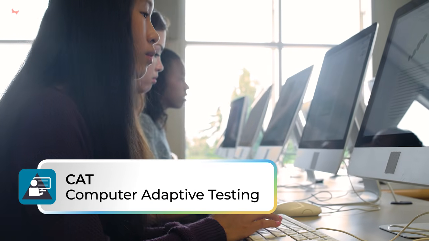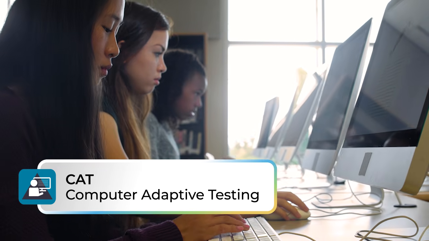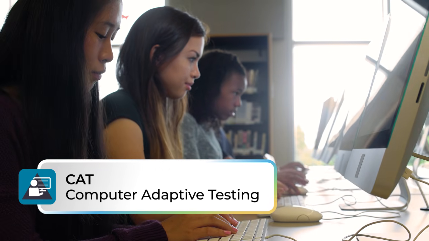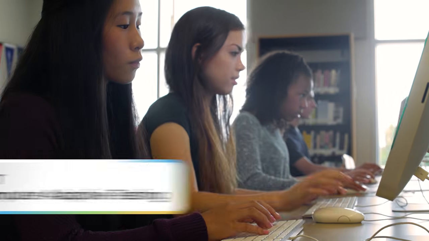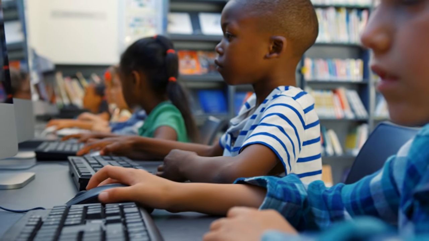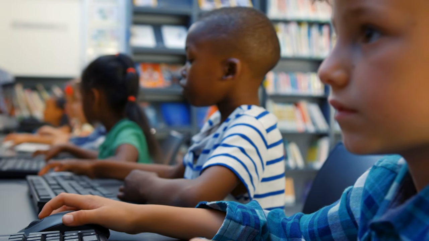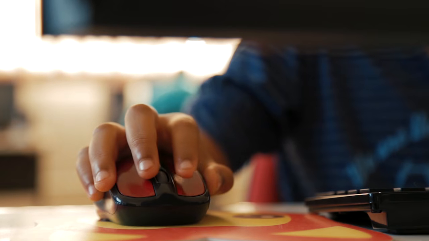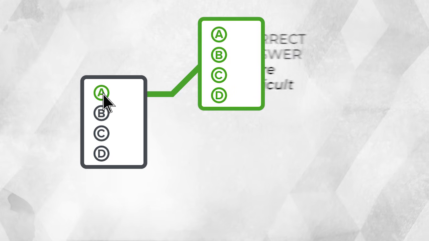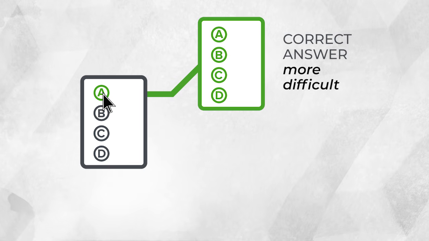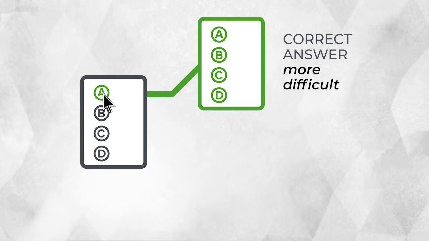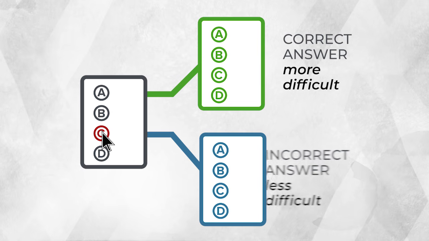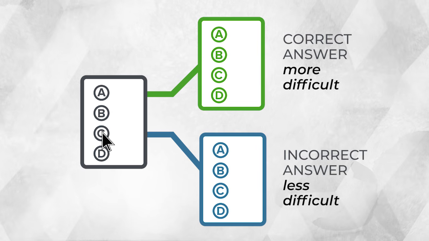Computer adaptive testing, or CAT, means that as a student takes a test, the difficulty of the questions adjusts or adapts depending on students' answers. Computer adaptive testing gives us a more precise measure of what students know and can do. So, for example, if a student answers a question correctly, the next question will be more difficult. But if a student answers incorrectly, the next question will be less difficult.